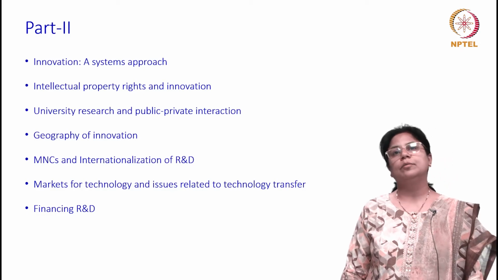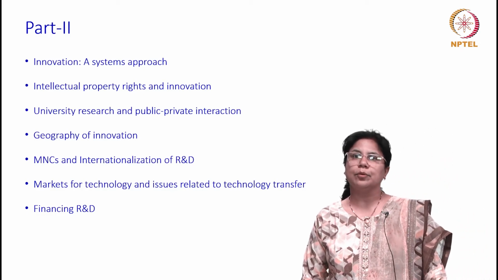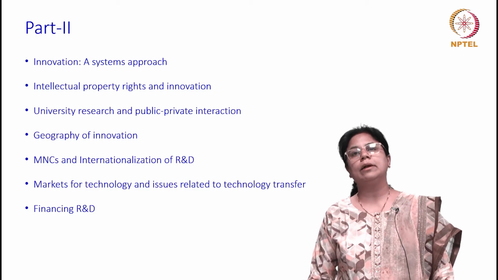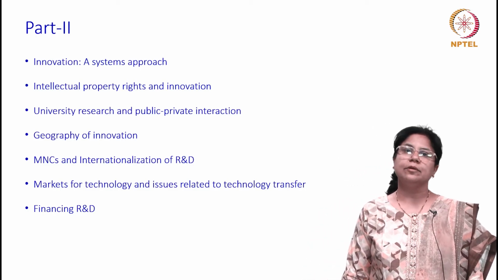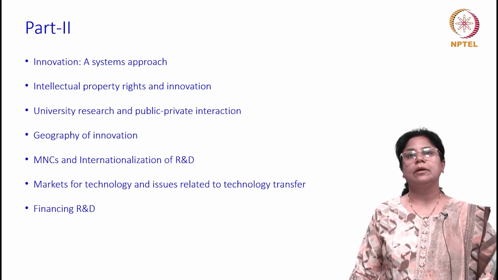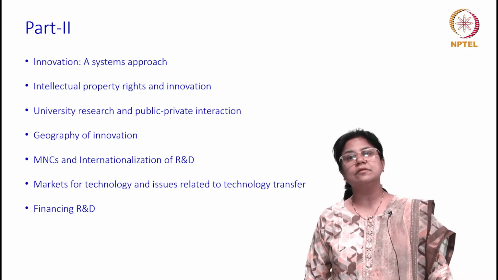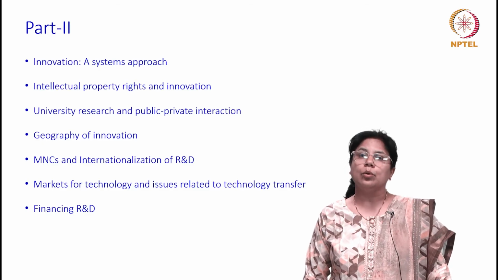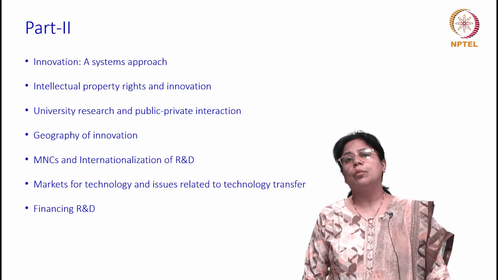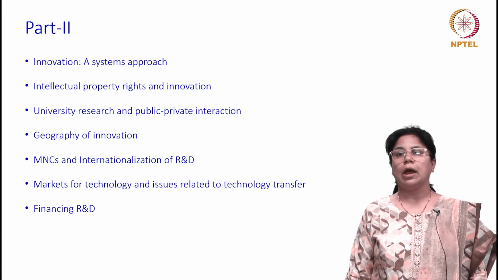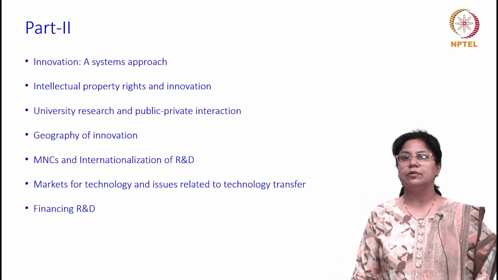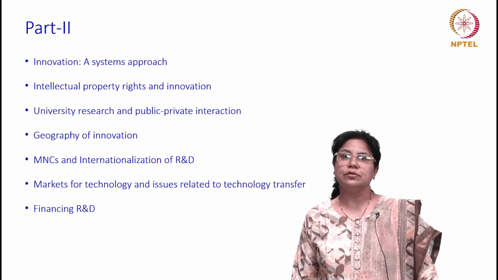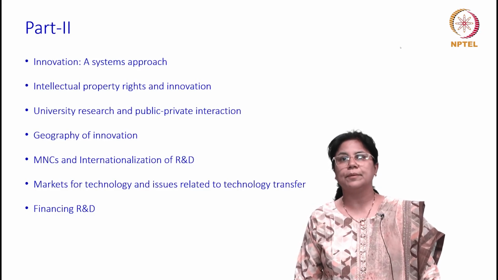The second part is motivated by the systems approach to innovation. We will understand what that approach is, and then we will look at the various institutions which help in creating an appropriate ecosystem for innovation. For instance, we will talk about IPRs, university research, the role of multinational corporations, what we mean by the market for technologies, and what the issues related to technology transfer are. Lastly, we will also talk about how financial institutions can support research and development.